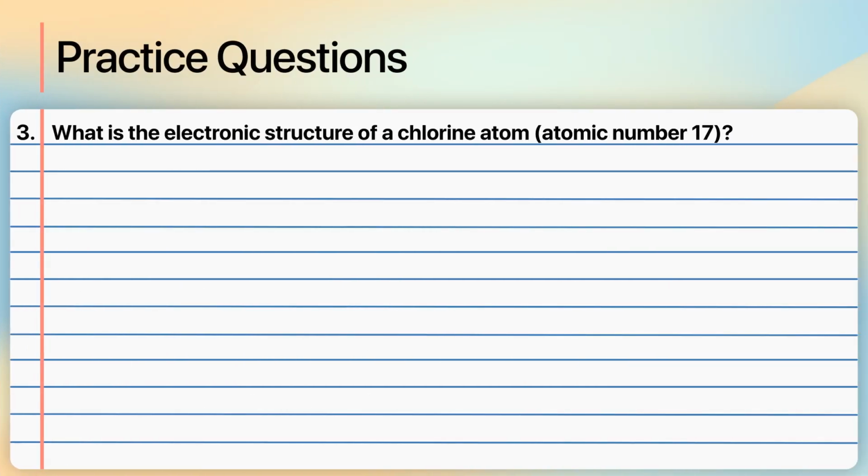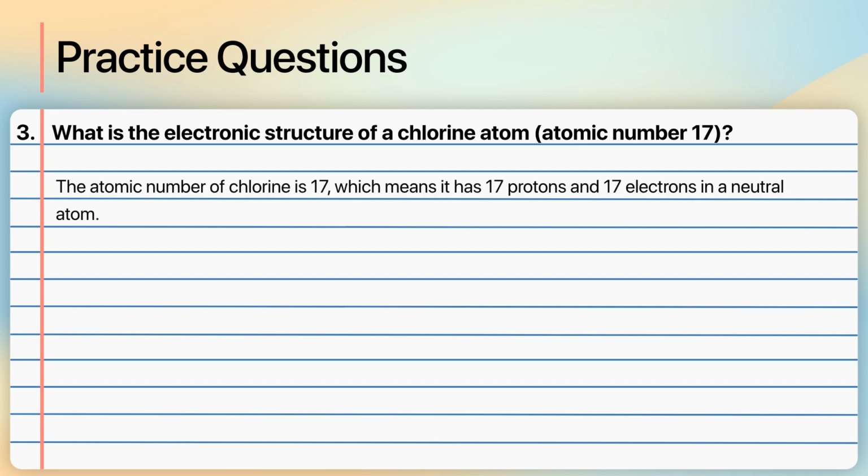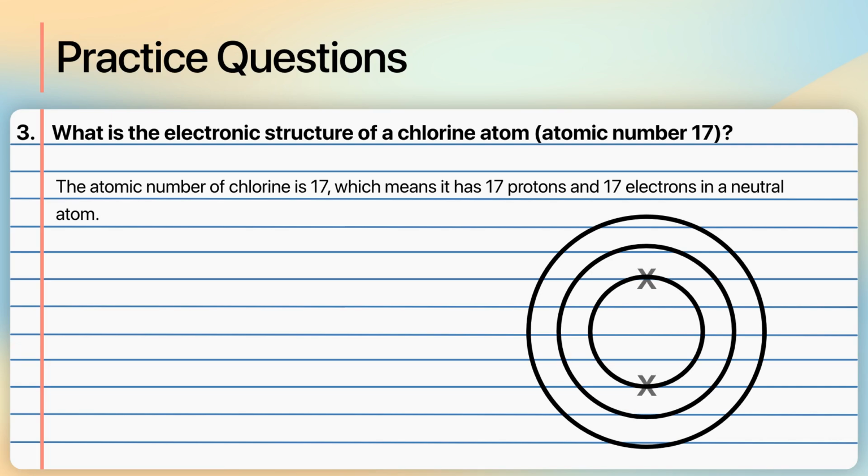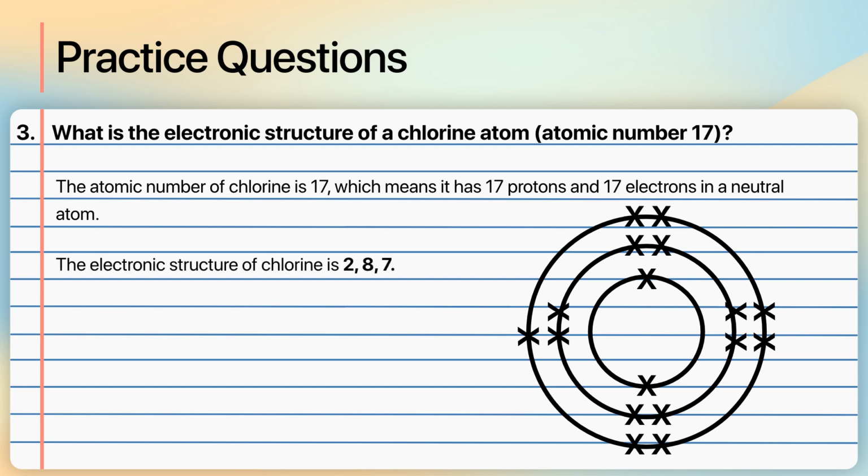Now, for our final practice question, what is the electronic structure of a chlorine atom, atomic number 17? The atomic number of chlorine is 17, meaning it has 17 protons and 17 electrons in a neutral atom. Therefore, we place the first 2 electrons in the first shell. The next 8 electrons go into the second shell, and the remaining 7 electrons go into the third shell. So the electronic structure of chlorine is 2-8-7. By following these steps and using the atomic number to determine the number of electrons, we can easily find the electronic structure of any element.